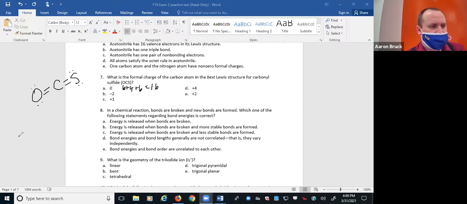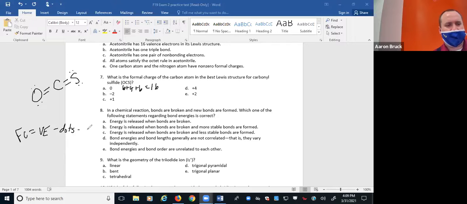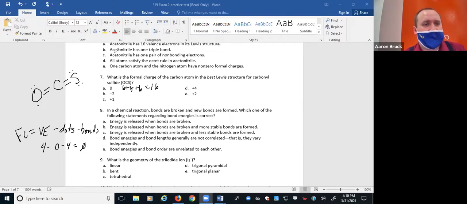Remember, formal charge is equal to valence electrons minus dots minus bonds. For carbon, we've got 4 valence electrons. It has no dots on it and 4 bonds on it. Remember, we count each bond individually. So it'd be 0. Now the trick here, I pulled this one actually off an ACS exam.